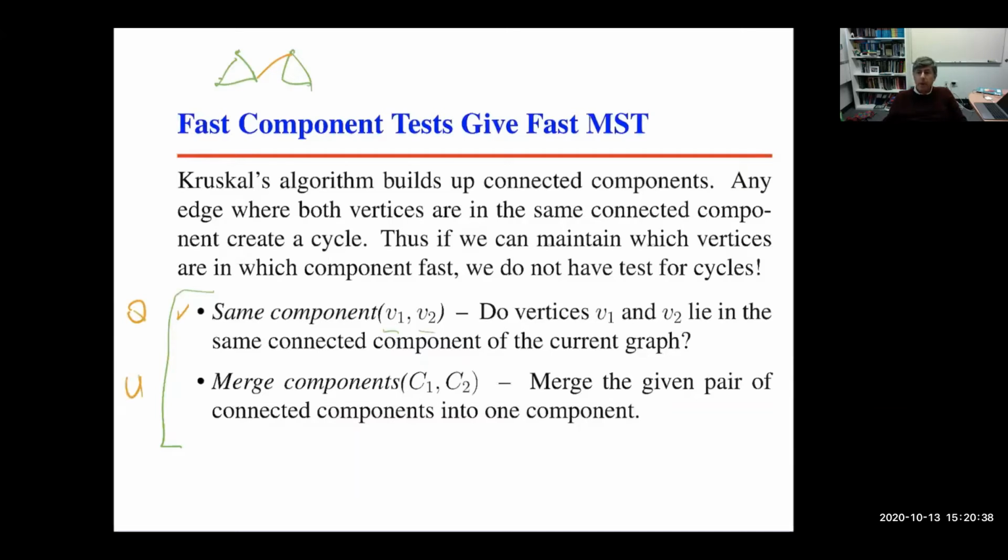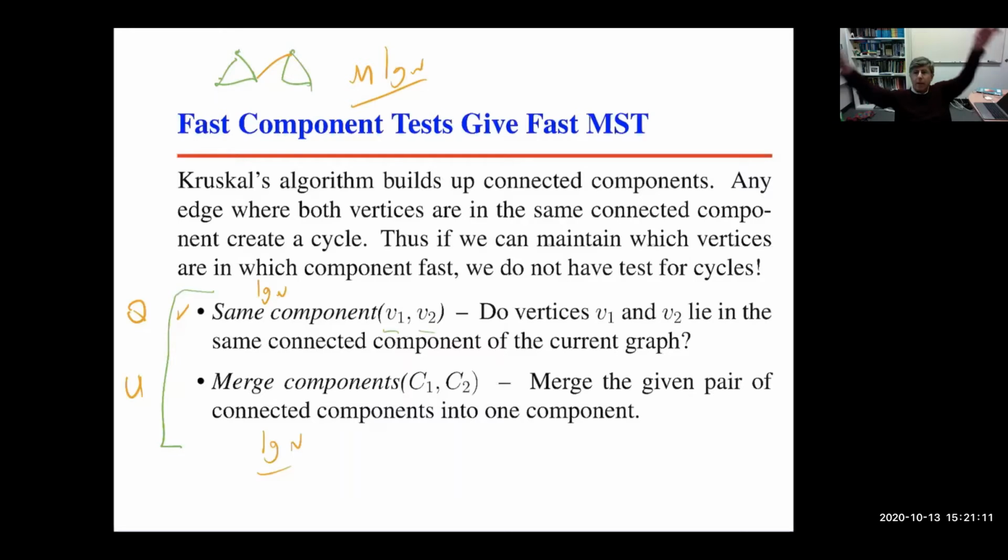Okay? Any questions? Do we agree that if I could have an algorithm that could test whether they were in the same component in log n time and merge two components in log n time, that would be very good, that would enable me to do this whole thing in m log n. Do people agree that if I could do this, this would solve my problem? Yes. Okay. Now, how would you build a data structure?